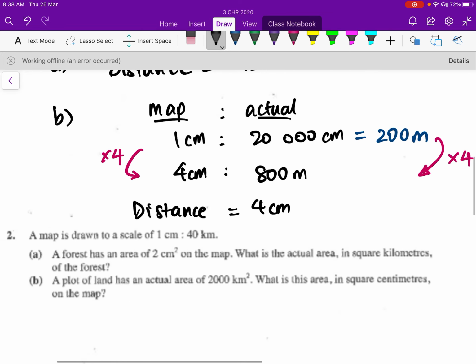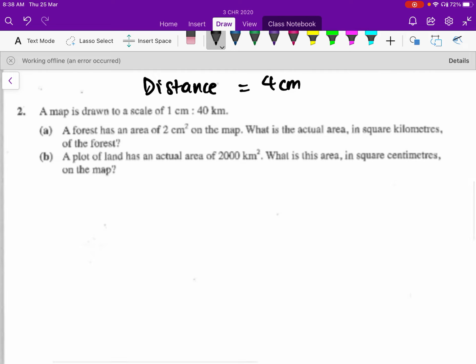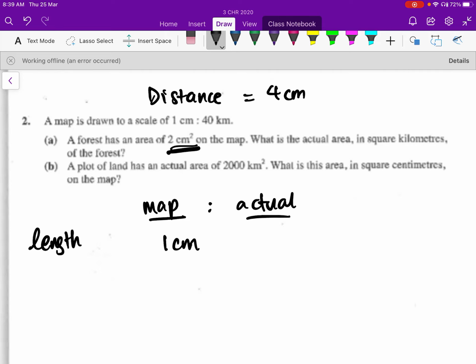Okay, now I think the last question for our holiday homework. Wow, it's Thursday already. 1 cm to 40 kilometers. Okay, I see area. So I have to be very careful now. Map, actual. Now we are talking about length. 1 cm, 40 kilometers.